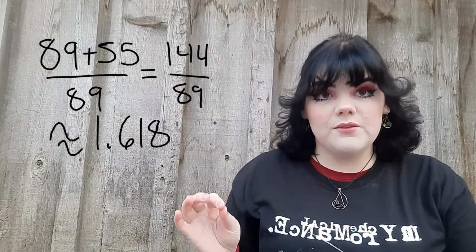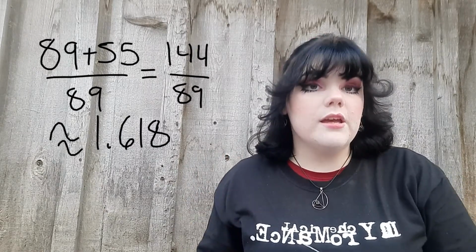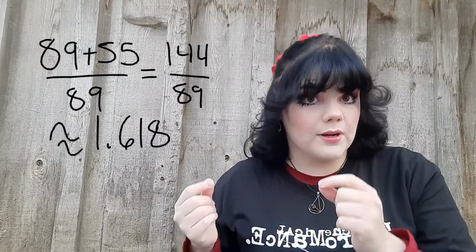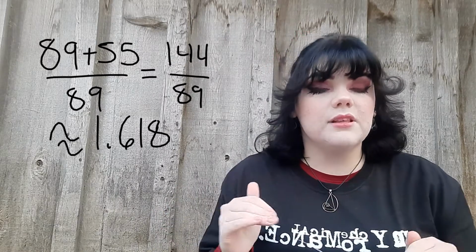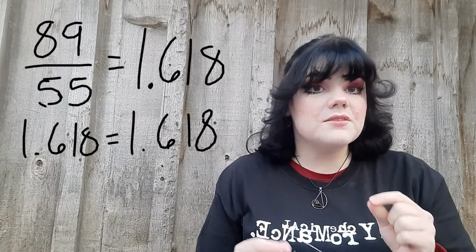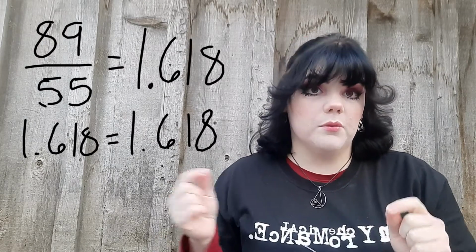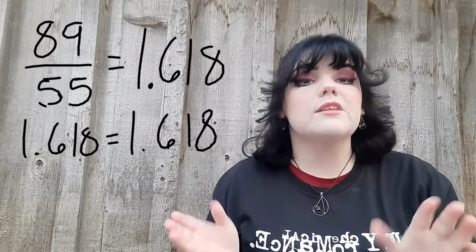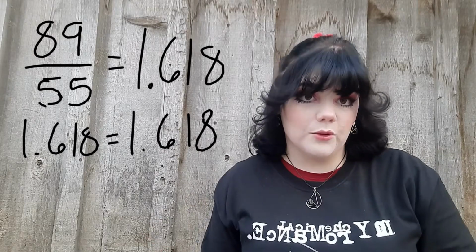We have 2 quantities of pebbles. Quantity A has 89, quantity B has 55. 89 plus 55 is 144, divided by 89, which is quantity A, is approximately 1.618. Now, 89 divided by 55 is also 1.618, and because these two answers are equal, then the ratio is golden. This number, 1.618, is what the golden ratio is.